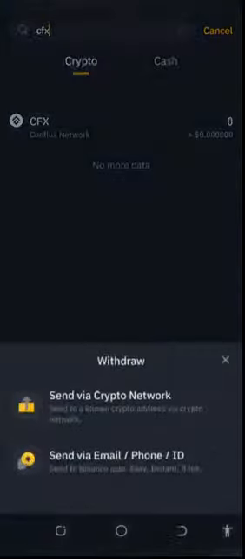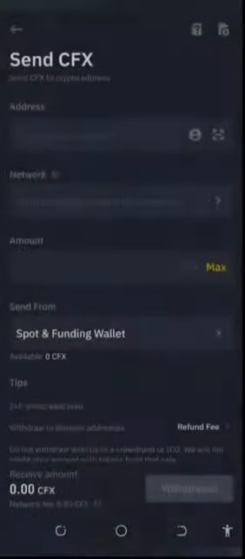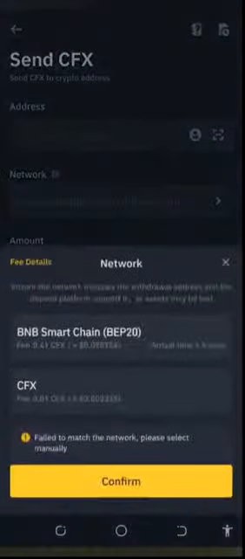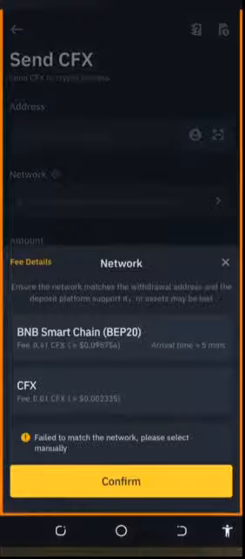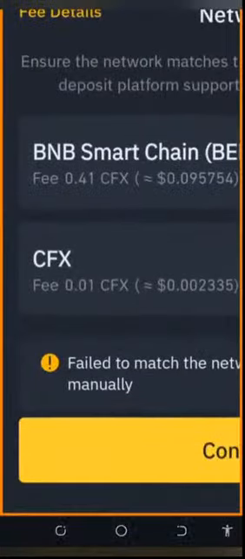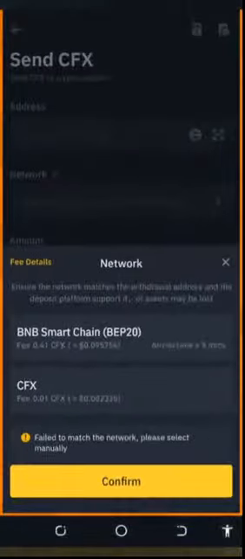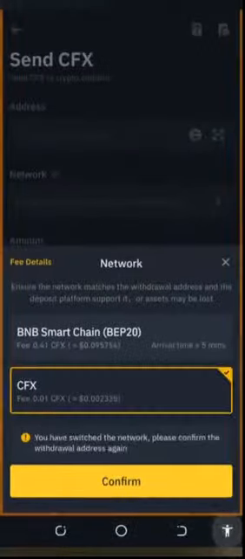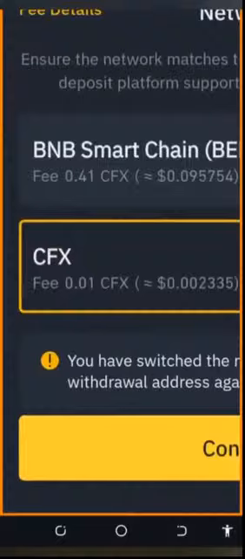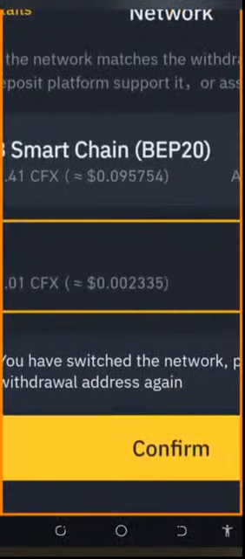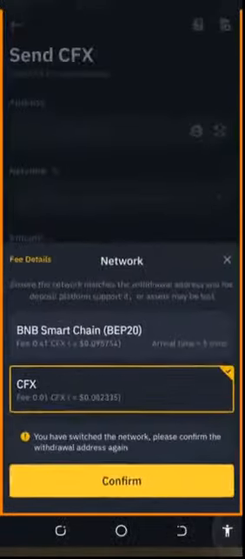All right, Conflux network. So what is it to withdraw it? Let's check it out. We have BEP20 and we have CFX. Does it say Conflux eSpace? I'm not seeing eSpace, but I'm seeing CFX. So let's click on CFX. How much is it? It's just about 0.002. That's less than 1 cent.